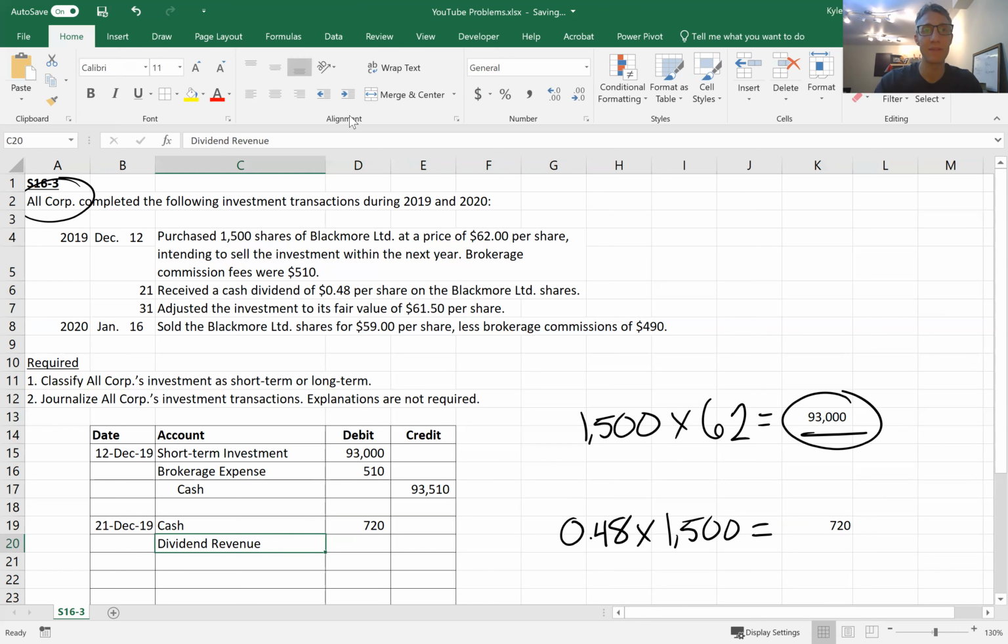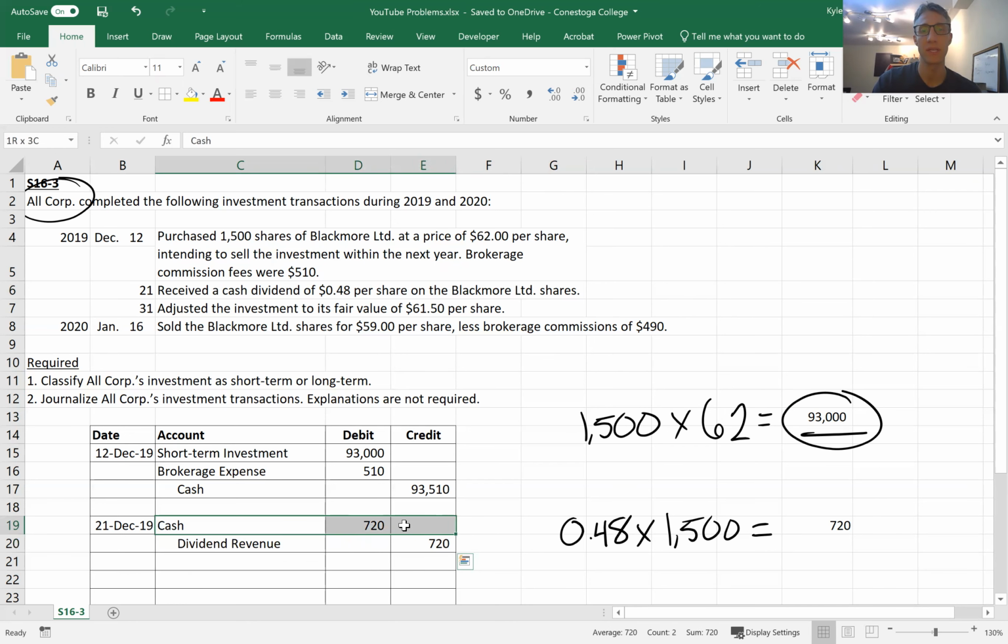This is a dividend that they receive, so we need to keep our perspective straight. In previous chapters, we've talked about the journal entries for the issuance of a dividend. Now we're looking at it from the perspective of receiving a dividend. So this dividend revenue is going to increase income on the income statement.